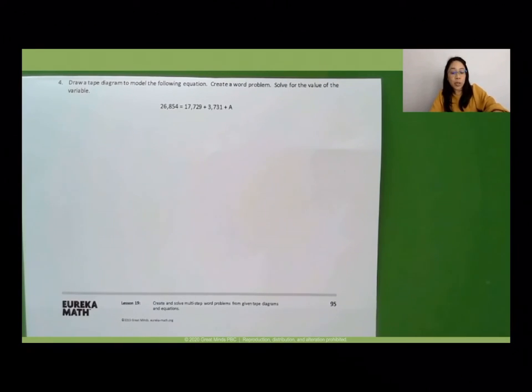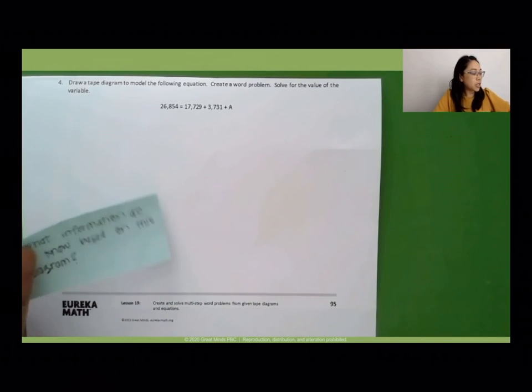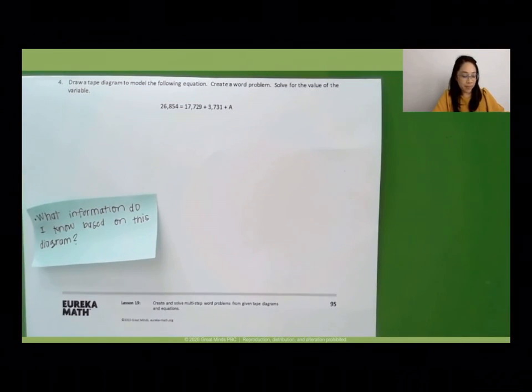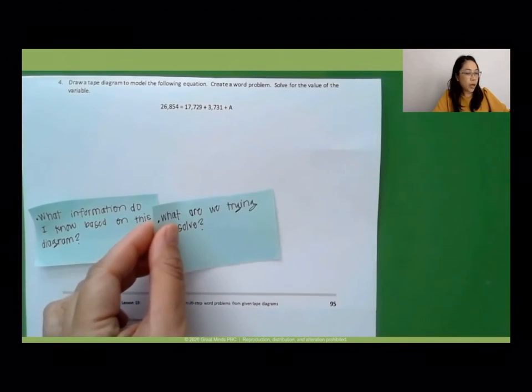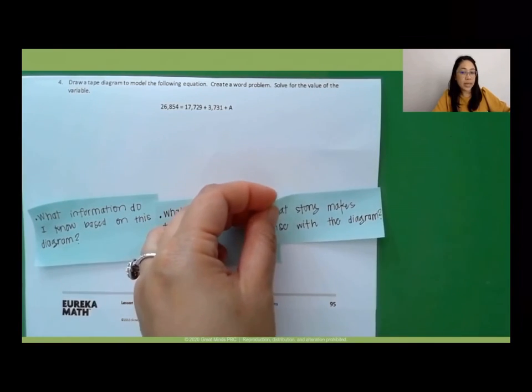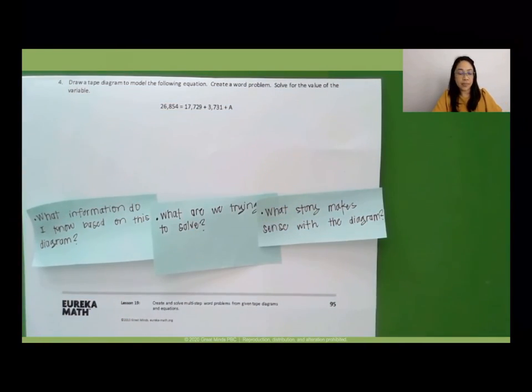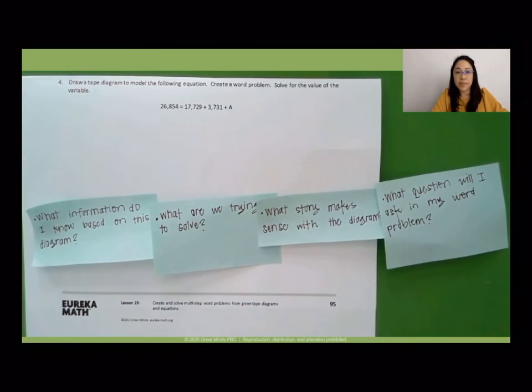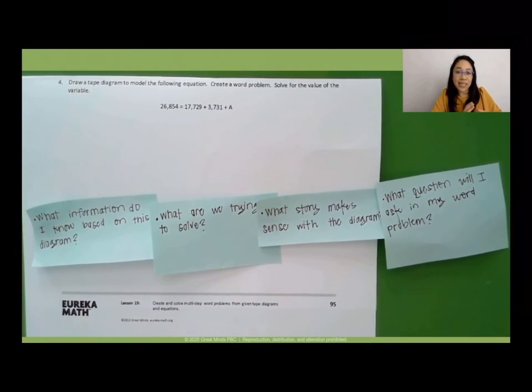As you do so, I want you to keep in mind the 4 questions that we've been using to help guide our thinking when creating that word problem. Again, those questions are, what information do I know based on this diagram? What are we trying to solve? What story makes sense with the diagram? And finally, what question will I ask in my word problem? We will compare our tape diagrams and our word problems when you get back.